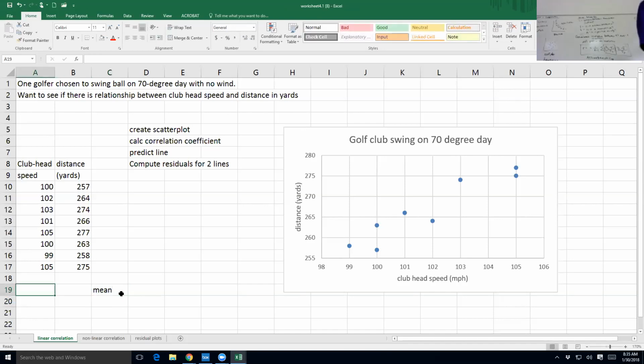I'm going to pick on Trevin. Trevin, how do I find the mean? Take the sum and divide it by the number of values. I could take the sum, or I could use the average command. So the mean is 101 miles per hour, almost 102. The mean distance is 267 yards, roughly.